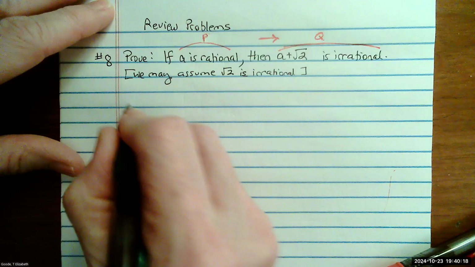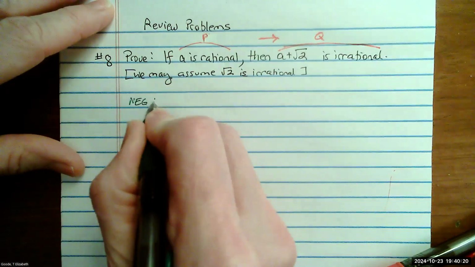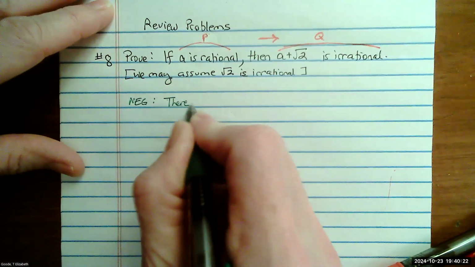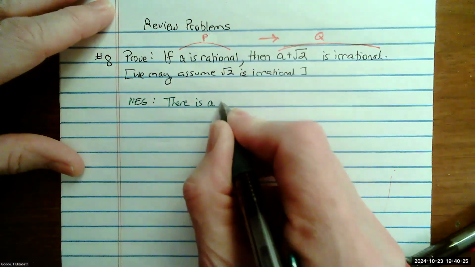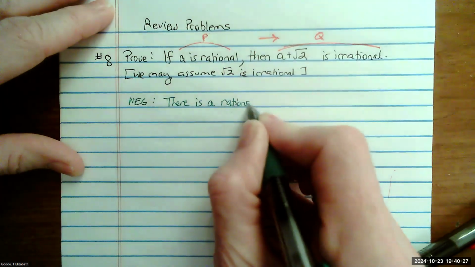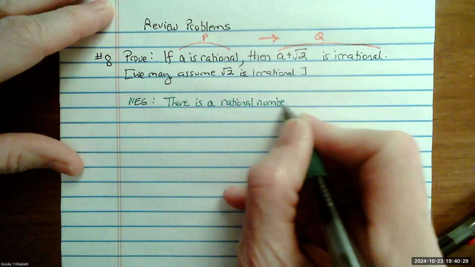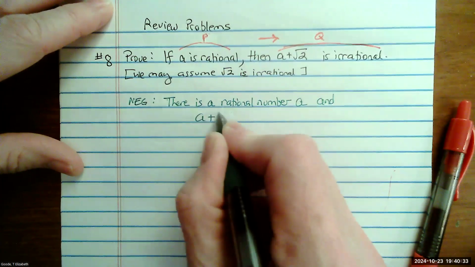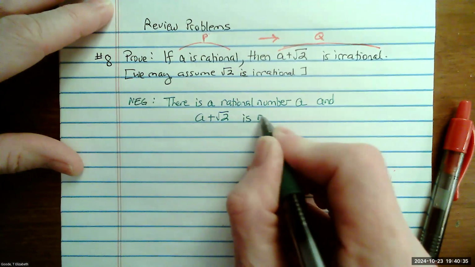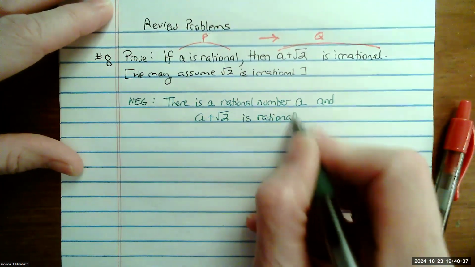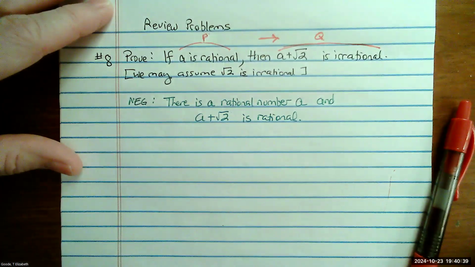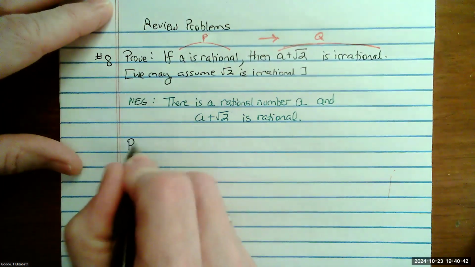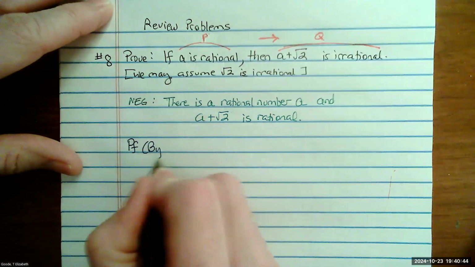Okay, so let's go ahead and just write the negation. There is a rational number A and A plus square root of 2 is rational. All right, great. So that'll be our hypothesis, and we wish to find a contradiction. So it is proof by contradiction.